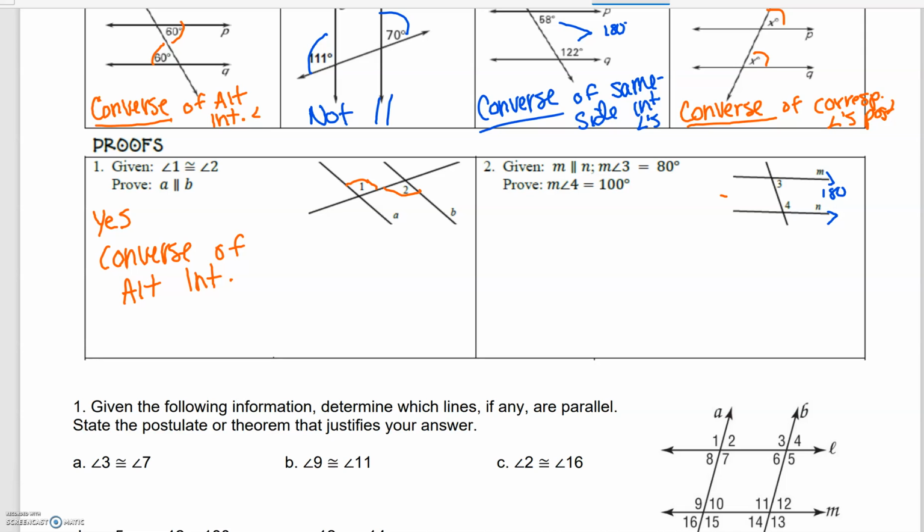So since these lines are parallel and 3 is 80 and these are same side interior, they should add up to 180. So we already know those lines are parallel. That's when this magic happens. And that same side interior angles theorem helps us prove that they're supplementary.